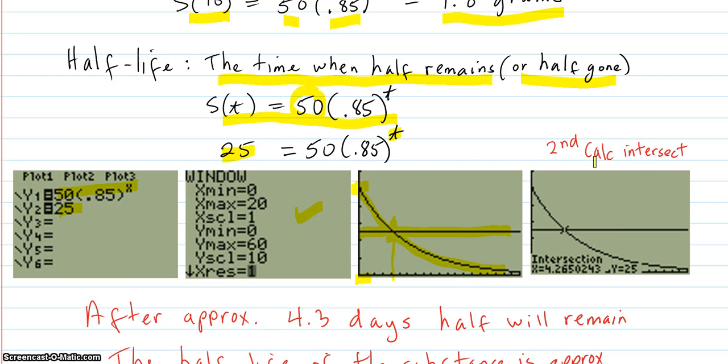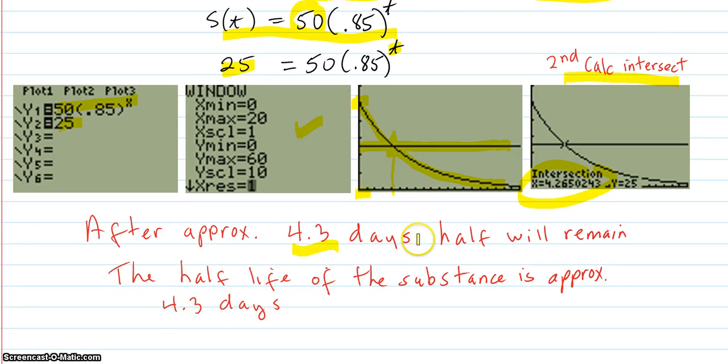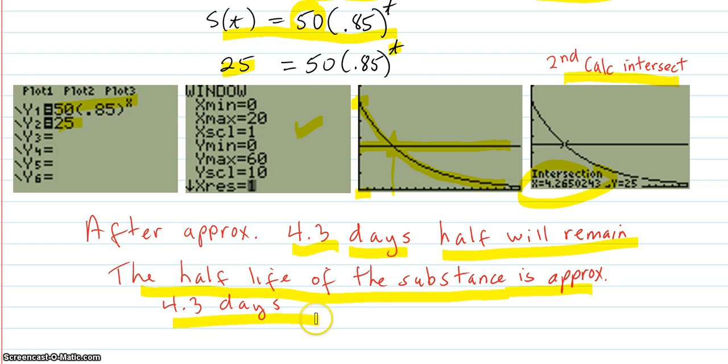You do a second calc intersect and you get this number, approximately 4.3 days is when half will remain. That means the same thing as saying the half-life of the substance is approximately 4.3 days.